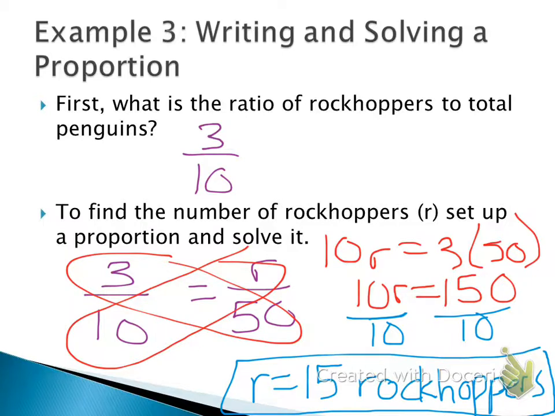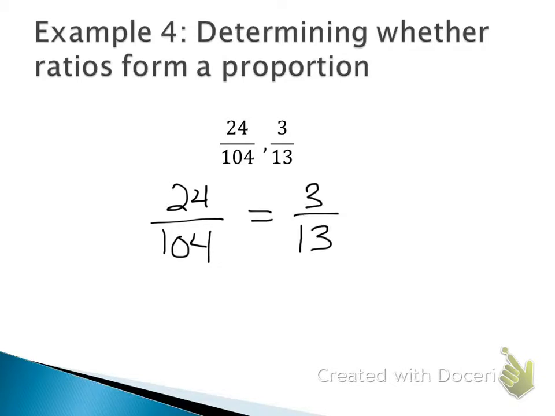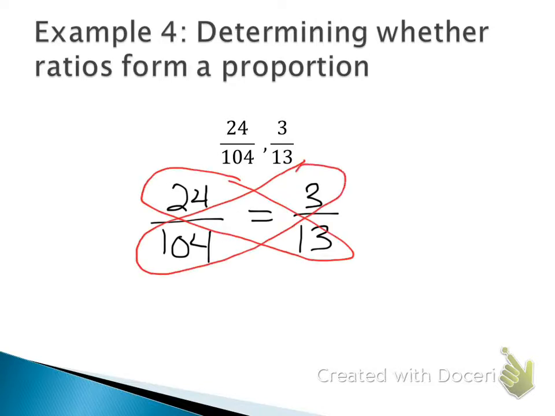All right, one more example. If I'm given 2 ratios, how can I tell whether or not they form a proportion? Well, I can tell by making them both equal to each other. 24 over 104 equals 3 over 13. I can use my cross products method, 24 times 13 and 3 times 104, to see if they actually equal each other. Well, class, what's 24 times 13? Go ahead and put that in your calculator. Very good. It is 312.